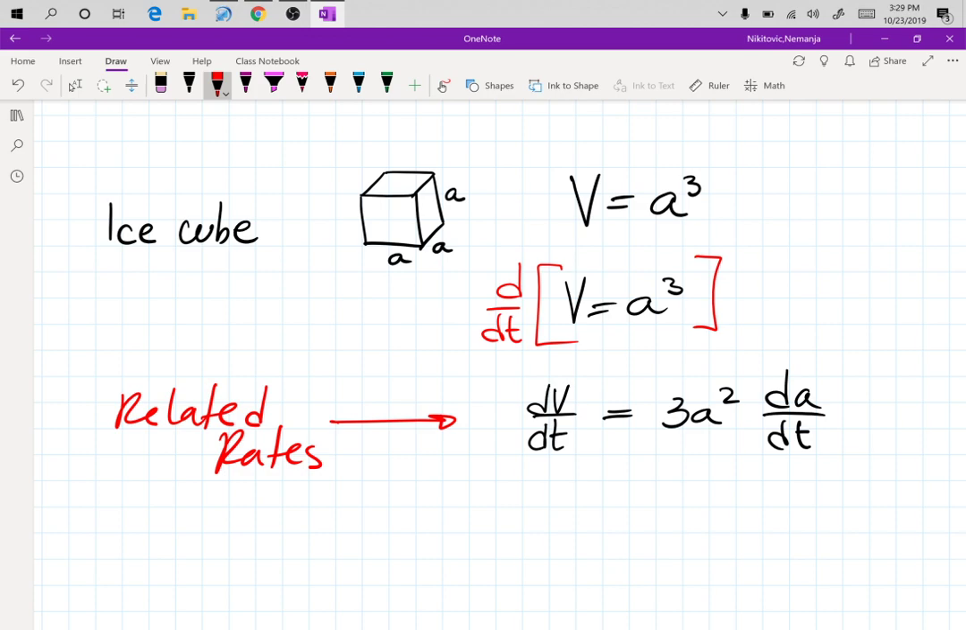So now, if I say given 4 meters squared per second, that's enough for me to know immediately what this is, just because of units. What is this?